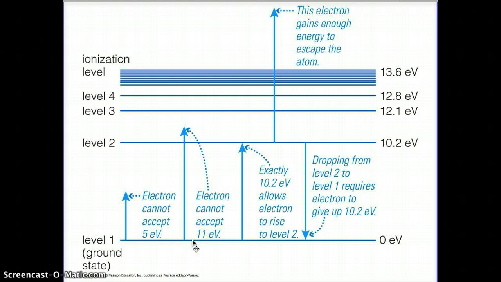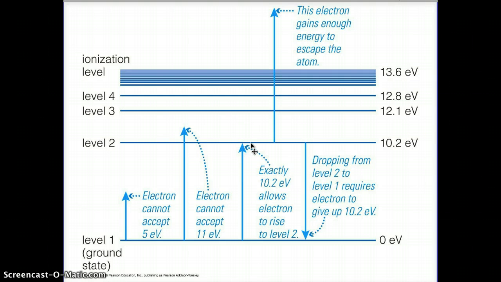Same deal with 11. If this electron gained 11 electron volts of energy, it would end up here between level 2 and level 3. It's not allowed to be there. It can only be in exactly one of these levels. So it's just going to ignore that 11 electron volt photon, and that one will just go on its way. However, if one comes along that has exactly 10.2 electron volts of energy, then the electron will absorb it and jump up to level 2.